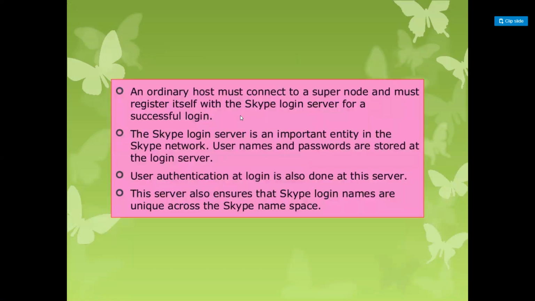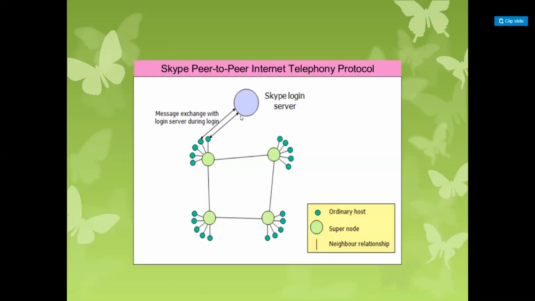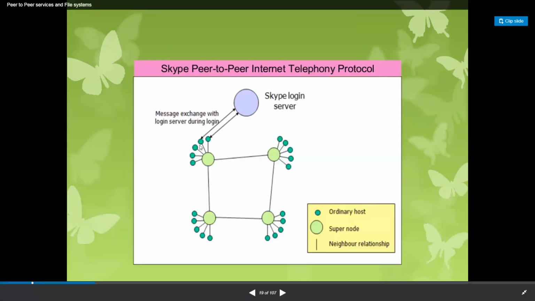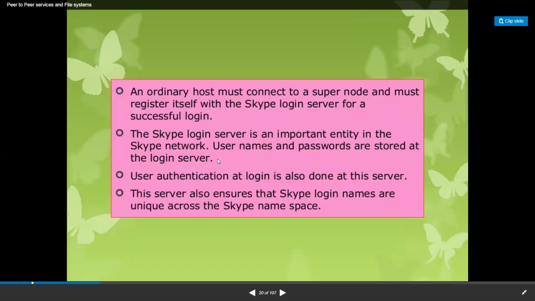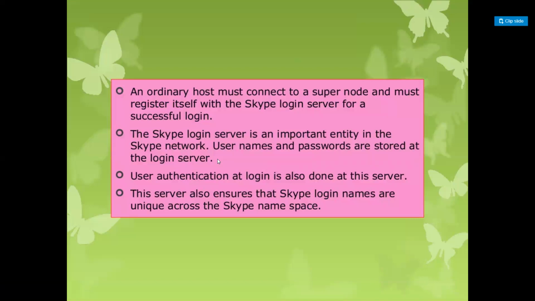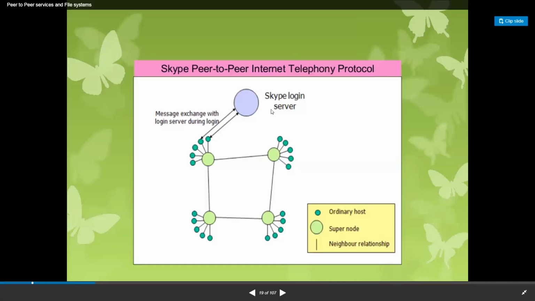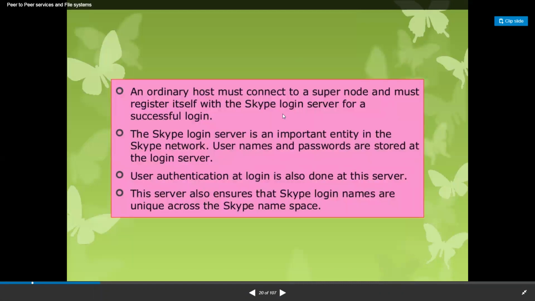See, here the ordinary host must connect to a super node. See here in the diagram, the green colored ones are ordinary hosts which are connected to a super node and must register themselves with the Skype login server for a successful login. Okay. Second, the Skype login server is an important entity in the Skype network.